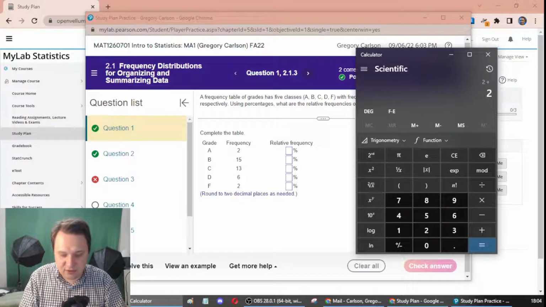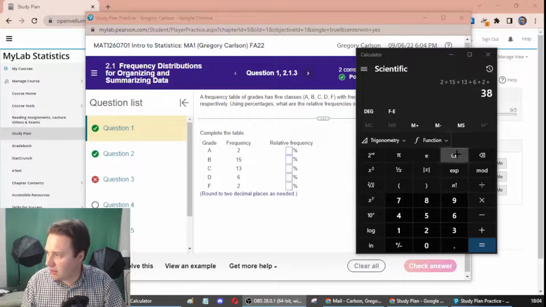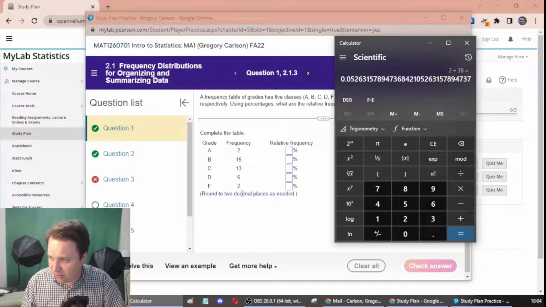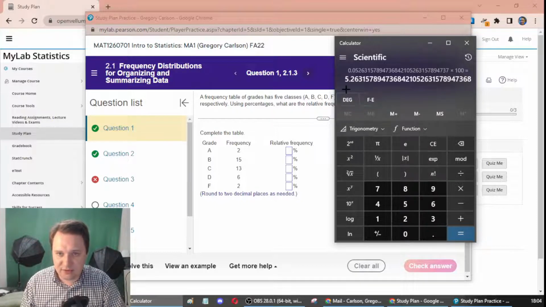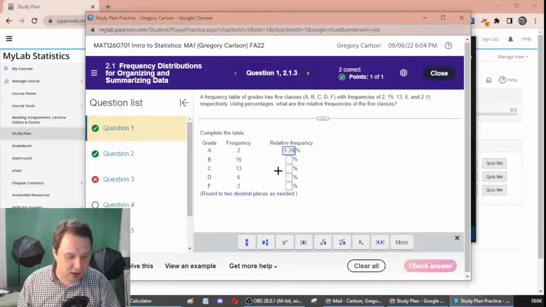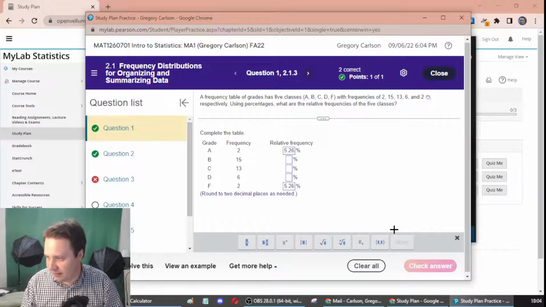So let's add all these numbers up real fast. 2 plus 15 plus 13 plus 6 plus 2 is 38 total. To find the percentages, you just do each one divided by the total. So 2 divided by 38 is 0.052. It says round to 2 decimal places, so I'm going to multiply this by 100 to convert the decimal to a percentage. That's 5.26%. I'm going to copy that answer because both of those are 2, so they have the same percentage. Control-C, Control-V is how I copied that.